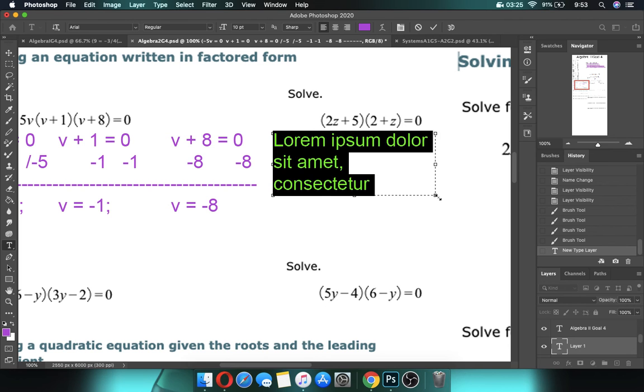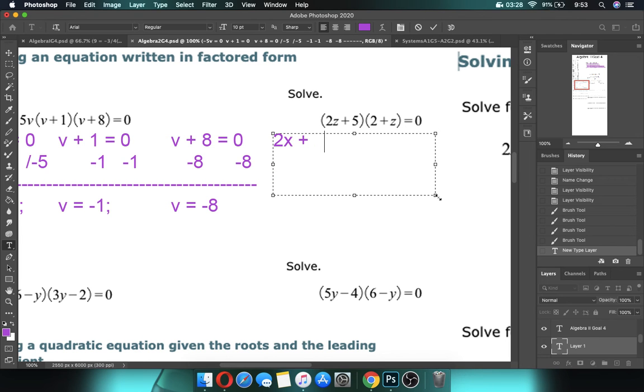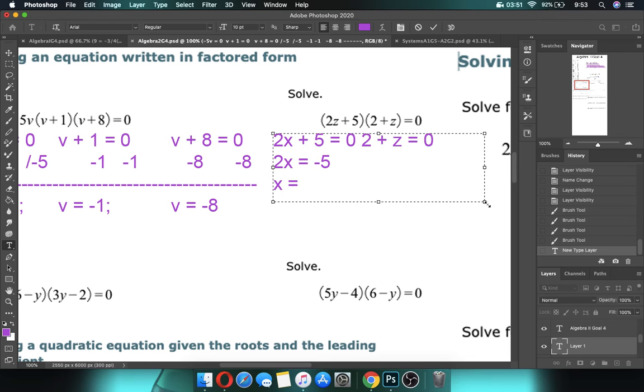Now there's only two z's here, so we have 2z plus 5 equals 0, and then 2 plus z equals 0. And again, what you're doing is really easy. So you subtract 5 from both sides, so 2z equals negative 5, and then you divide by 2. z equals negative 5 halves. There's your first answer. And then for the next one, we subtract 2 from both sides, so that means z equals negative 2. And there are our two answers, negative 2 and negative 5 halves.